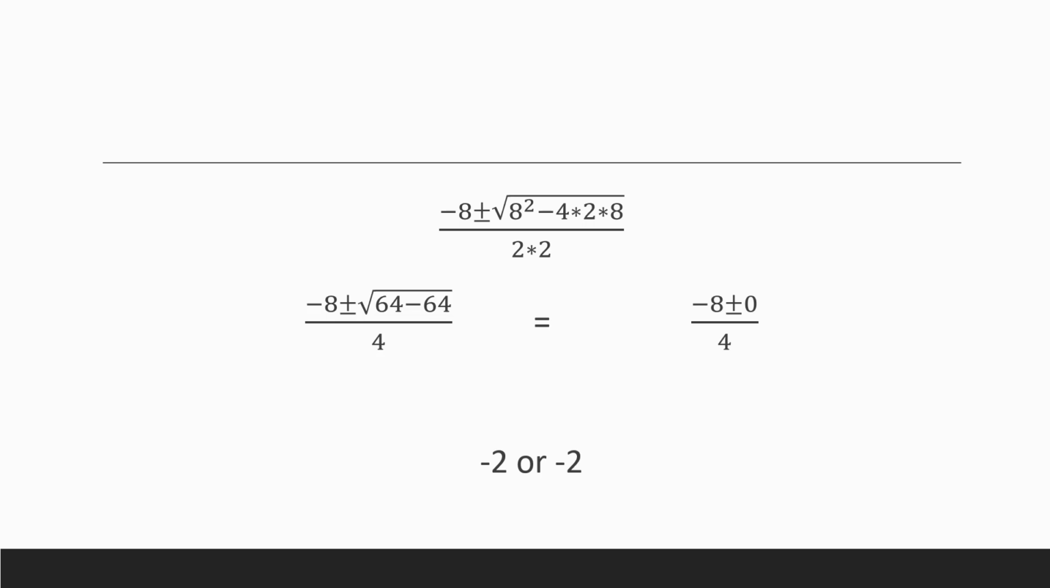Here we get the two values of the unknown. Unfortunately or fortunately, here we get the same value for the two alternatives. Normally, we'll get two different values for the unknown. So this is the method of solving a quadratic equation using the quadratic formula.